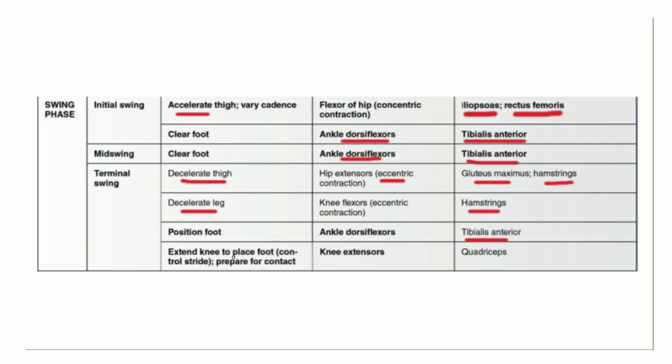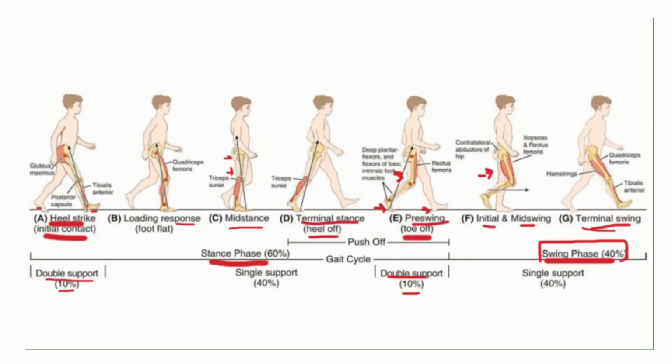So the knee will be extended to place the foot and prepare for contact. The knee extensors, quadriceps, will be playing the major role here, and this will conclude our terminal phase and the swing phase. And these phases, the initial, mid swing, and terminal phase, are also single support phases, as the foot is in the mid air and is not touching the ground.